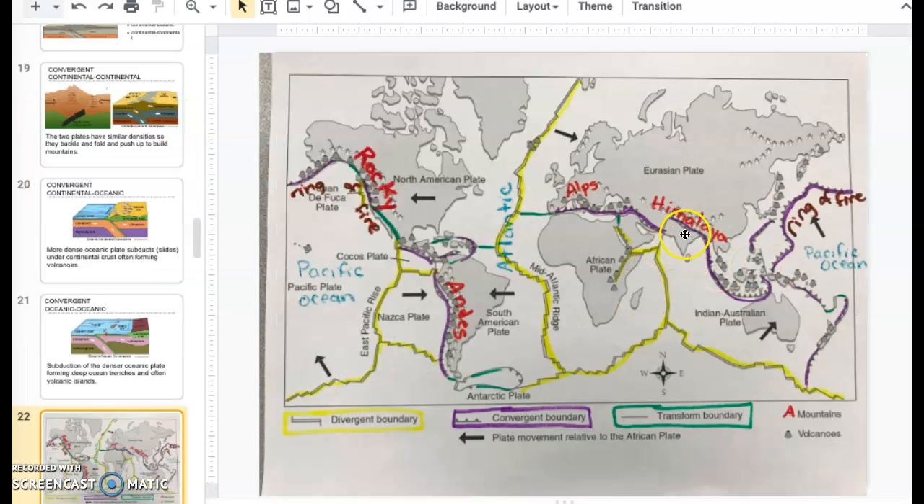Okay, so right here we have India, and we have Asia, and we have the Himalayan mountains. Here's our purple convergent boundary. So we have continental crushing into continental, and as they converge, we have the mountain formation that we see.